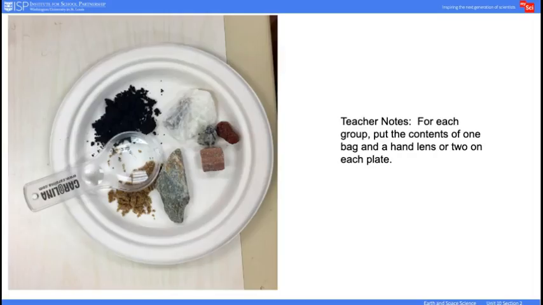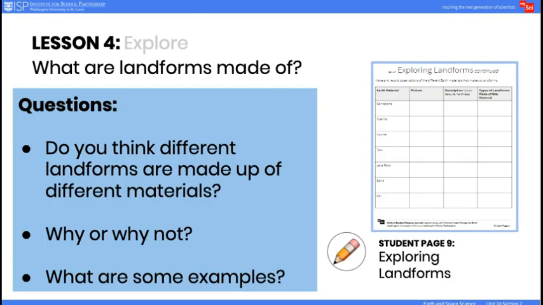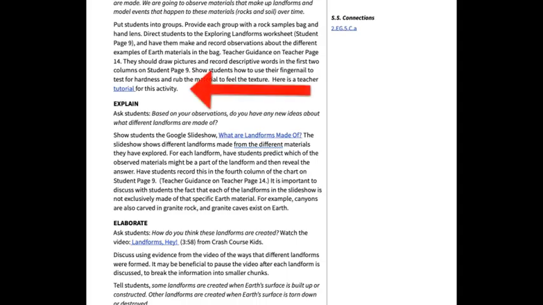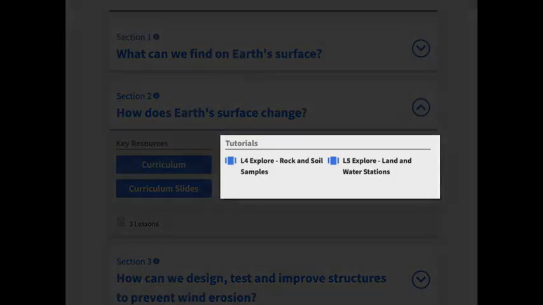For the Explore activity, students will be working in groups. Each group will need a bag of rock samples and a hand lens from the mySci kit. Give groups time to record their observations about the rock samples and record drawings or descriptive words in the first 2 columns of Student Journal page 9. Show students how to use their fingernail to test hardness and rub the sample to feel texture. A tutorial for this activity is linked in the curriculum, in the slides, and on our website.